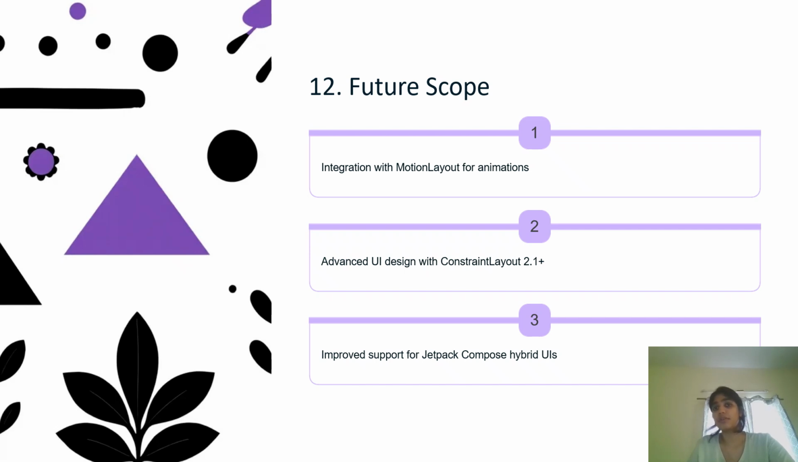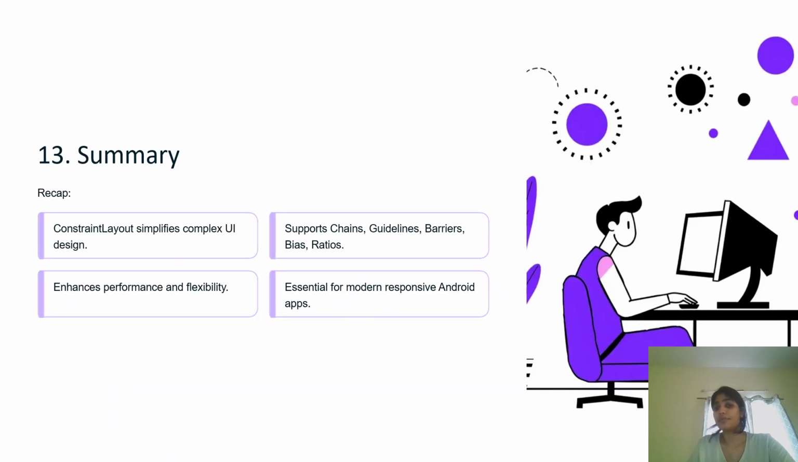What is the future scope of constraint layout? It means improved support for Jetpack, and it is used for advanced UI design with constraint layout, and it is used for animations. We'll recap what is meant by constraint layout. As you can see, it arranges the views horizontally or vertically. In between them, constraint layouts are being used, and it supports chains, guidelines, barriers, and ratios.